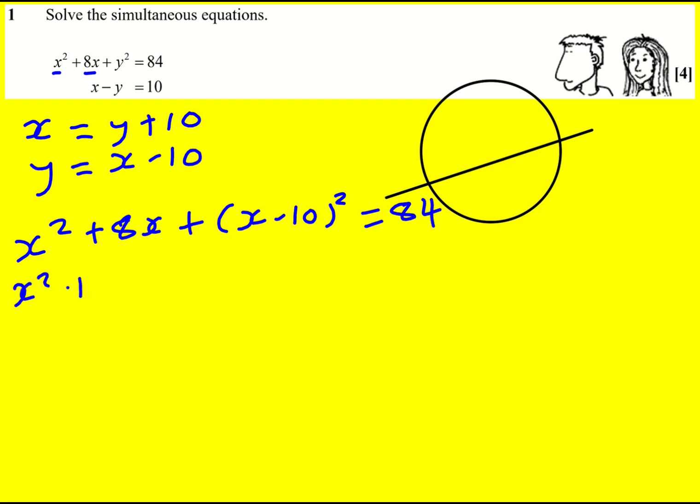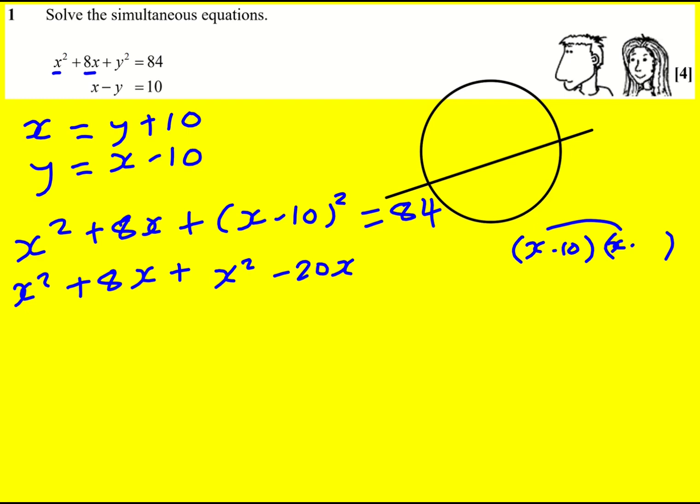Right, I'm going to expand this bracket out. It's a double bracket, so we're going to get like cross terms. We're going to get an x squared, we're going to get minus 10x, and then another minus 10x, so it's going to be minus 20x. Actually, let me show you in a bit more detail. Yes, I've got my x squared, I've got my minus 10x, I've got another minus 10x, that gives minus 20x, and then I got plus 100, and that's equal to 84.